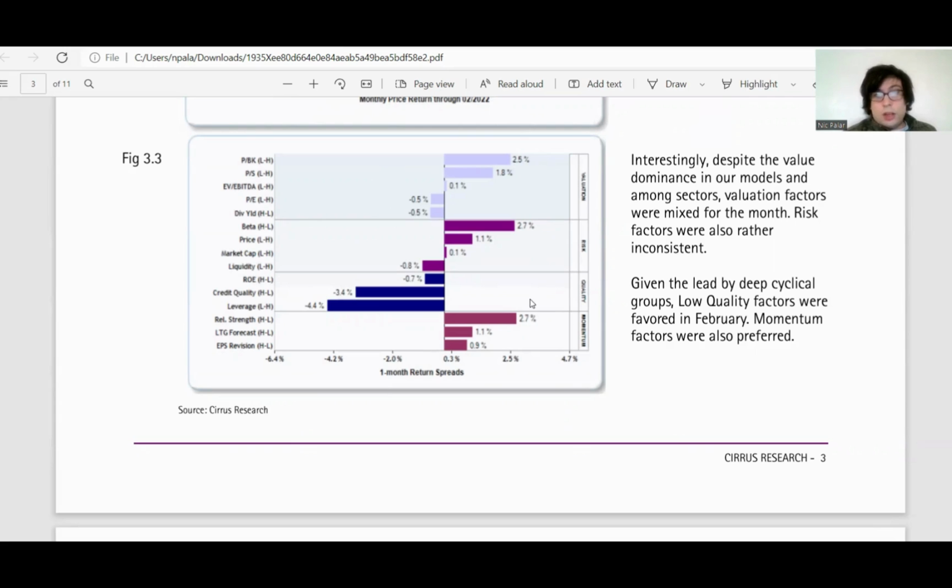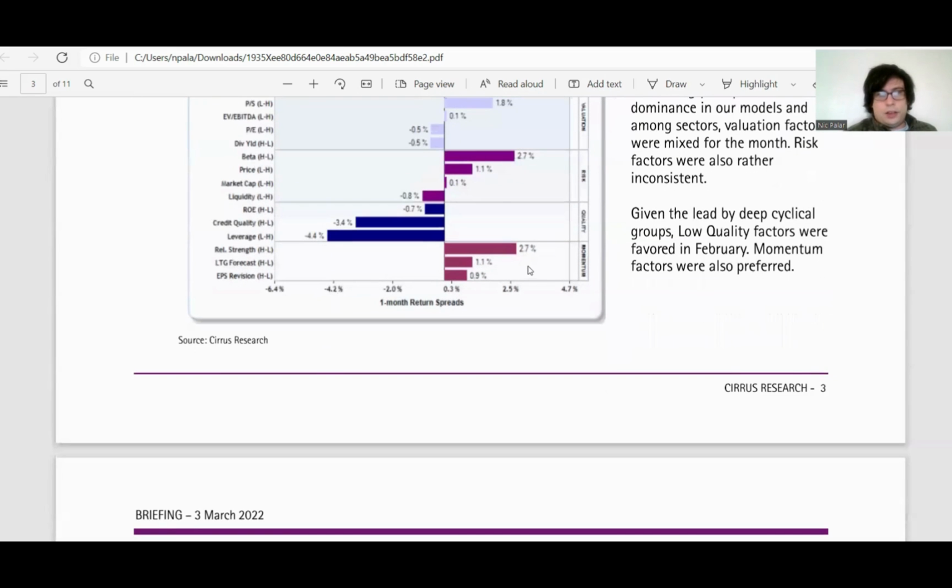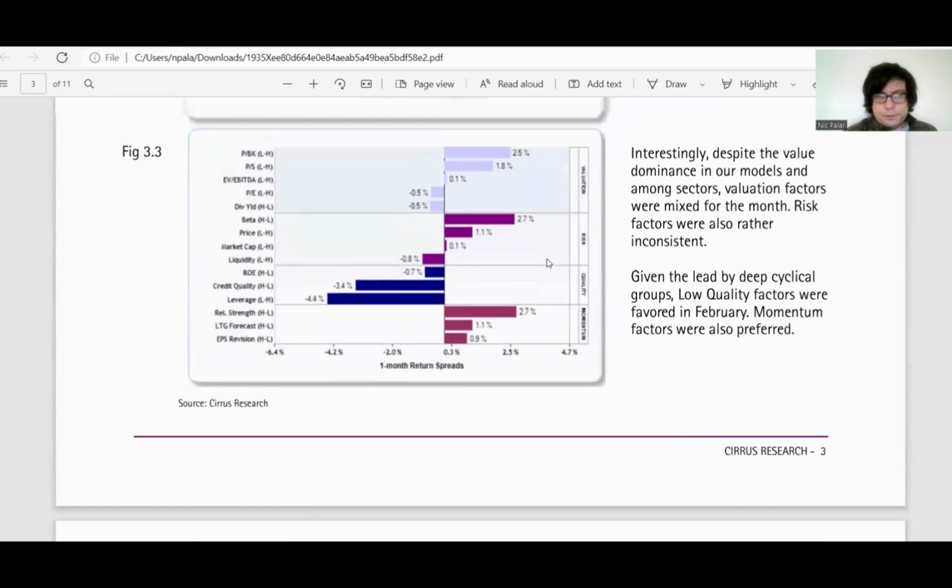worked relatively well. Quality suffered. So you can see low leverage firms underperformed high leverage firms, and high credit quality firms underperformed low credit quality firms, whereas high return on equity firms underperformed low return on equity firms. And then finally, you can see that momentum factors did pretty well. So here you have high relative strength outperforming low relative strength as the top performing momentum spread.